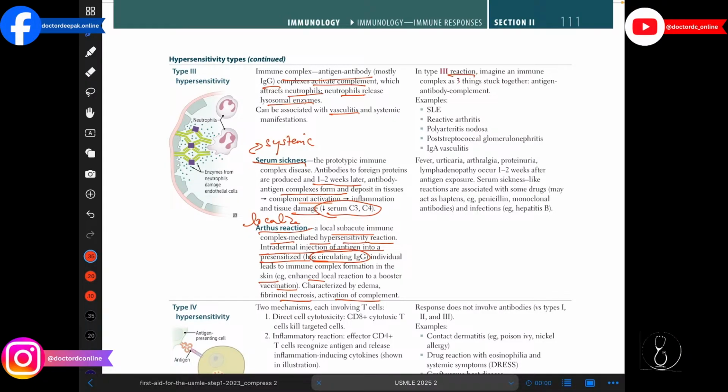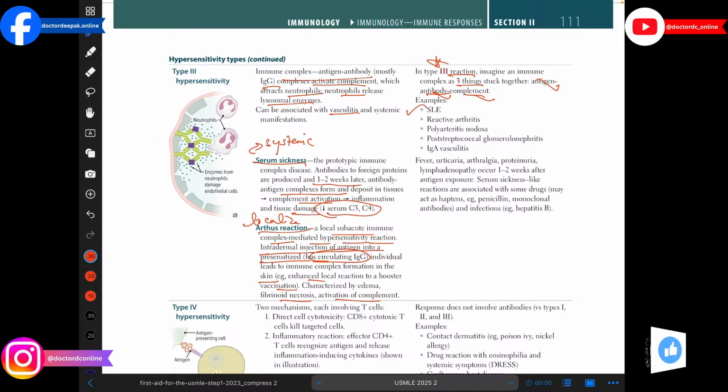In type 3 reaction, imagine an immune complex as three things stuck together: antigen, antibody, and complement. Don't forget, this is a good mnemonic. In type 3, three things stick together, and they are doing nothing, just depositing on different surfaces of the body: antigen, antibody, and complement.